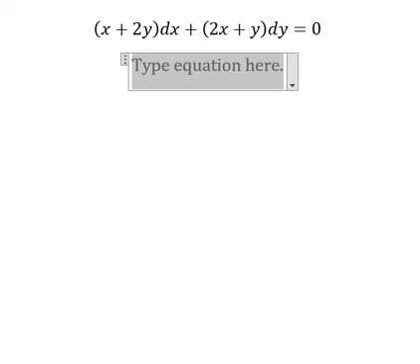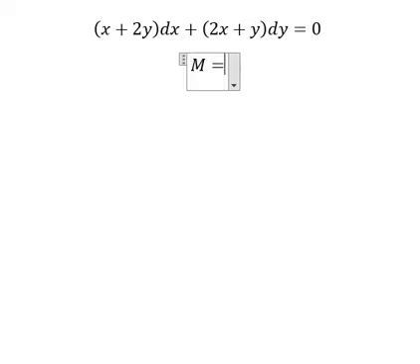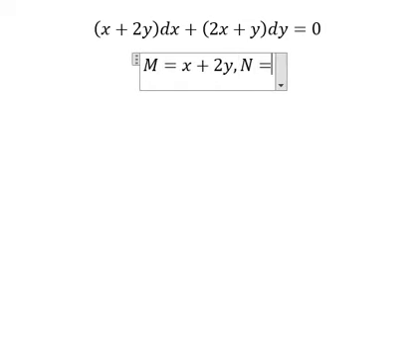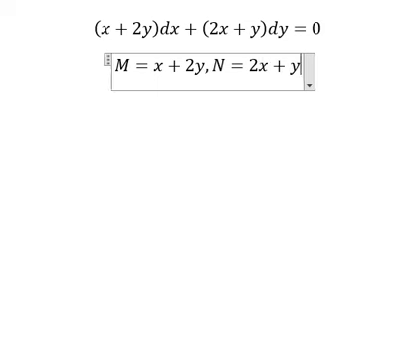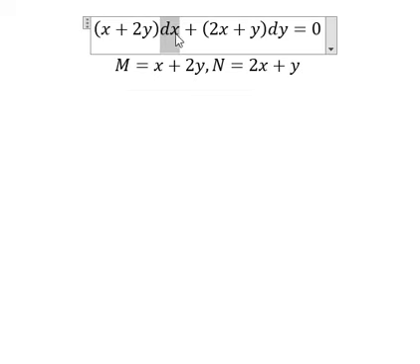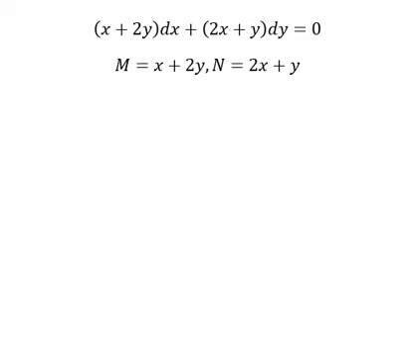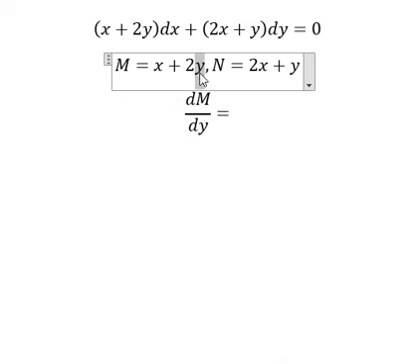I will put m equal to x plus 2y and n equals to 2x plus y. So because we have the x, that means we need to do first the derivative of m with respect to y. So we just have only this one, and that is number 1. You don't have y, so you got number 0.